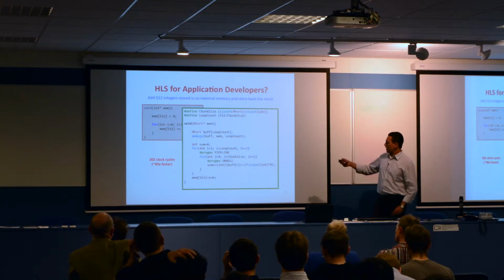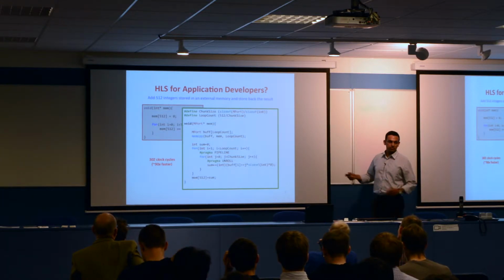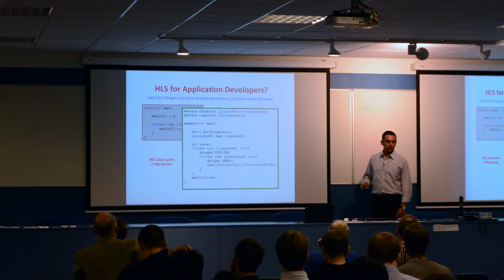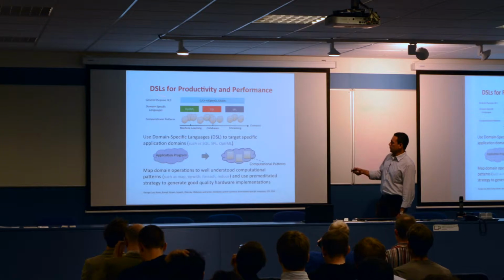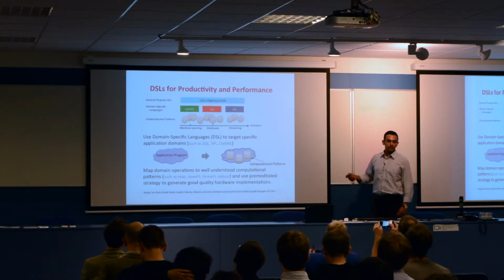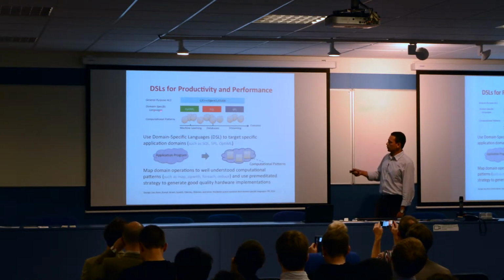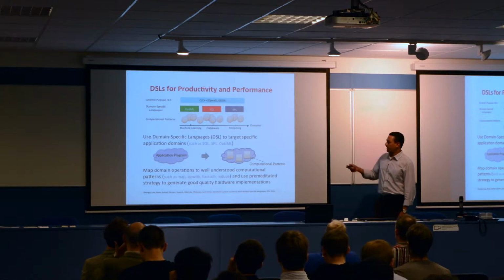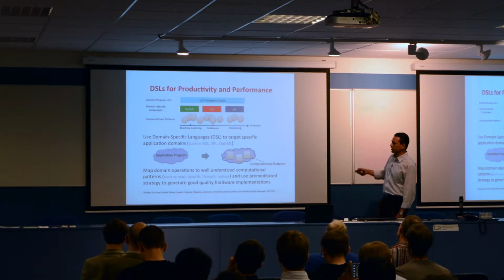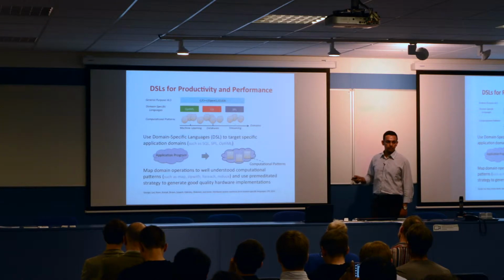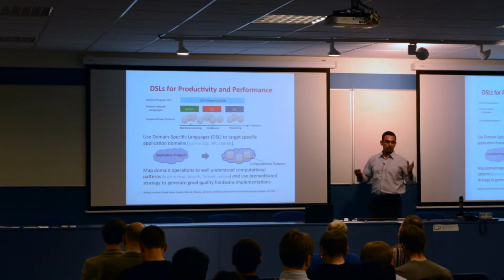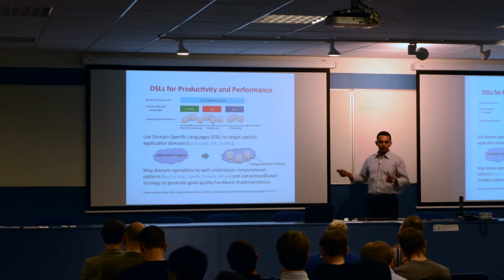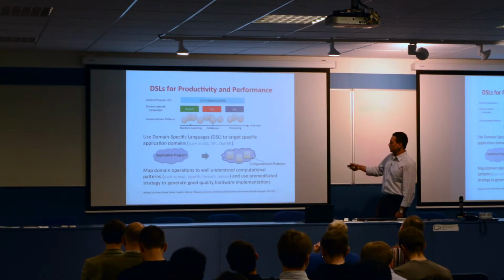We expect that this kind of representation is difficult for application developers to write. But for application developers, there's another approach. Instead of providing a general purpose programming language, which most HLS tools do, why don't we provide domain-specific languages? The idea is that each domain has a specific language which is tuned to the domain's requirements. This provides productivity because the application developer uses a programming language which is close to the domain they're working on. Within each domain, you can extract something called computational patterns.